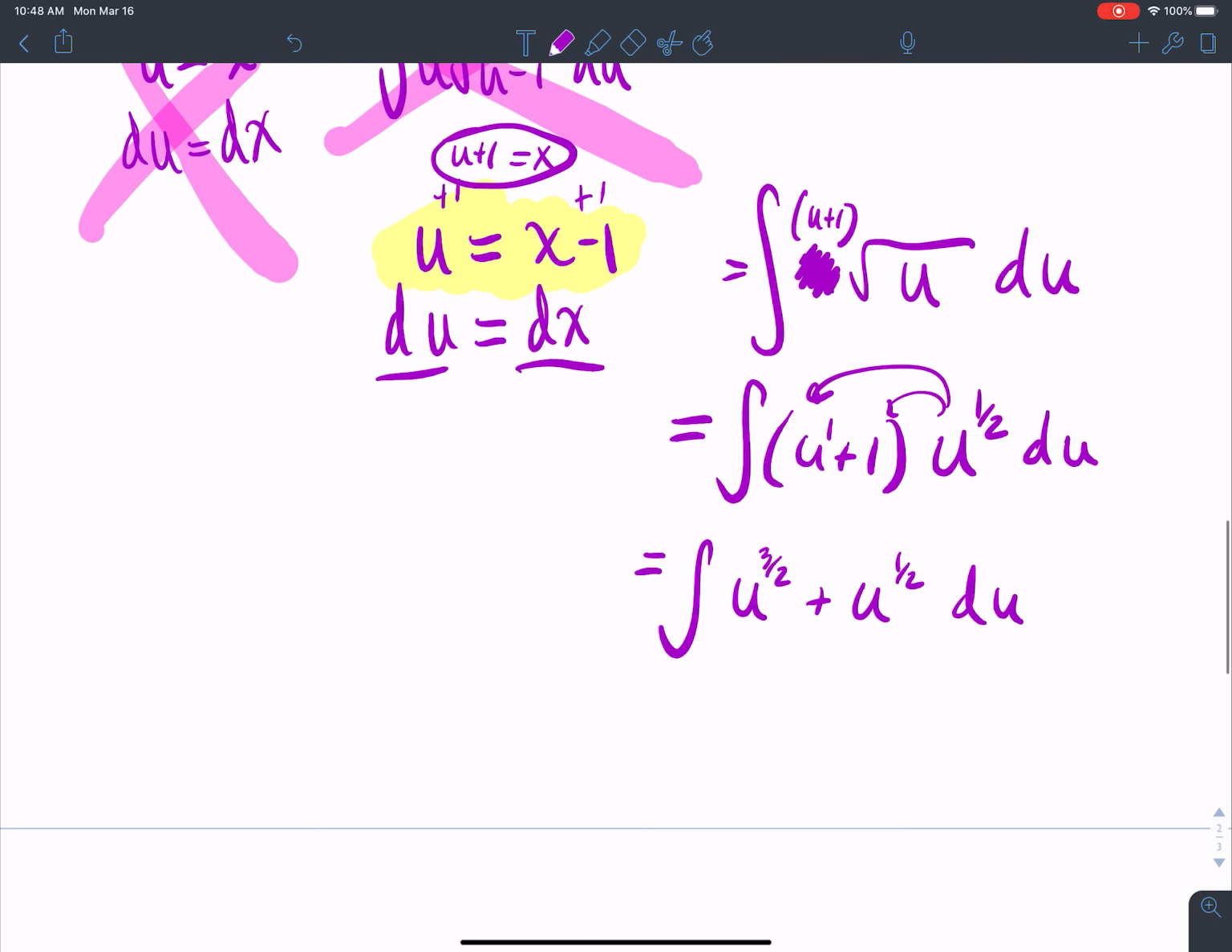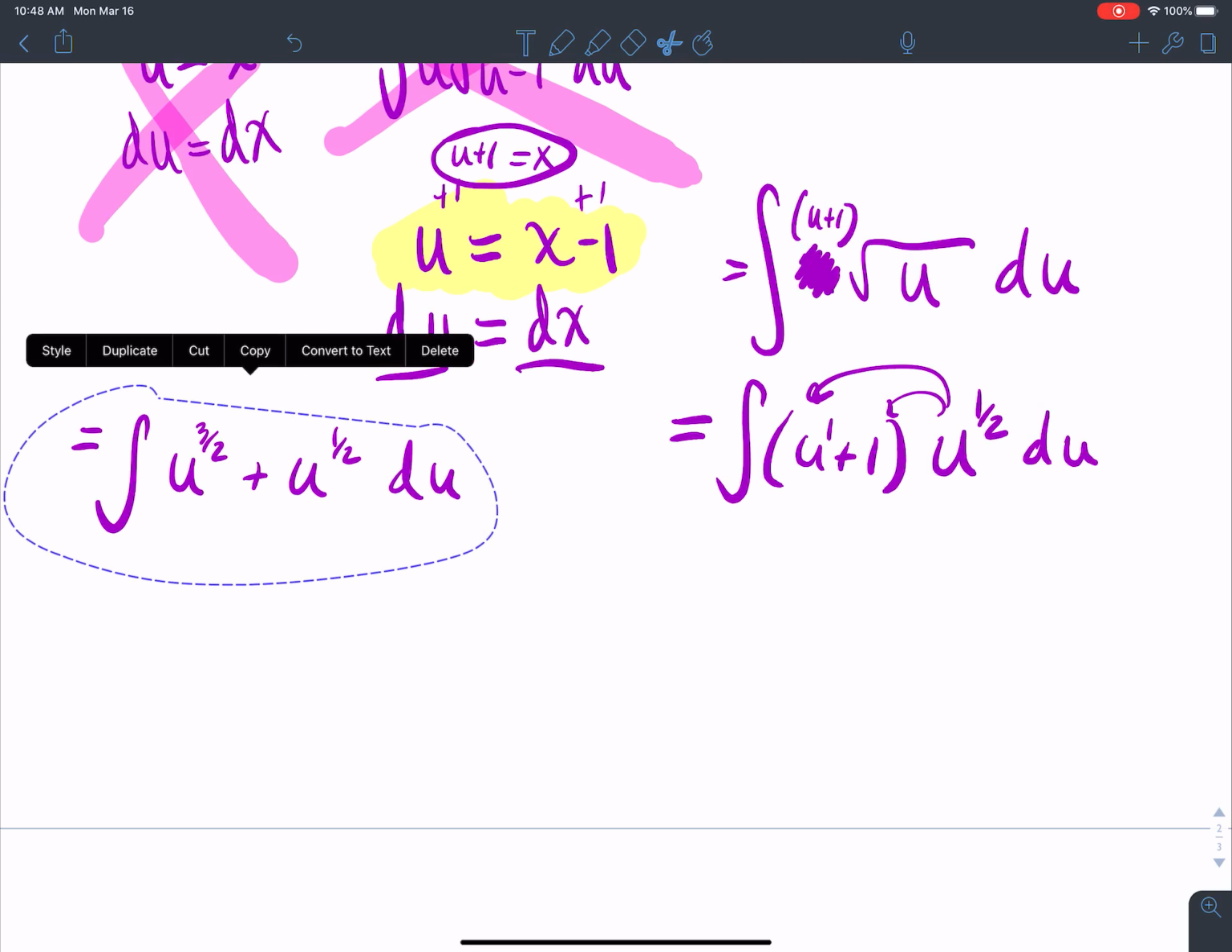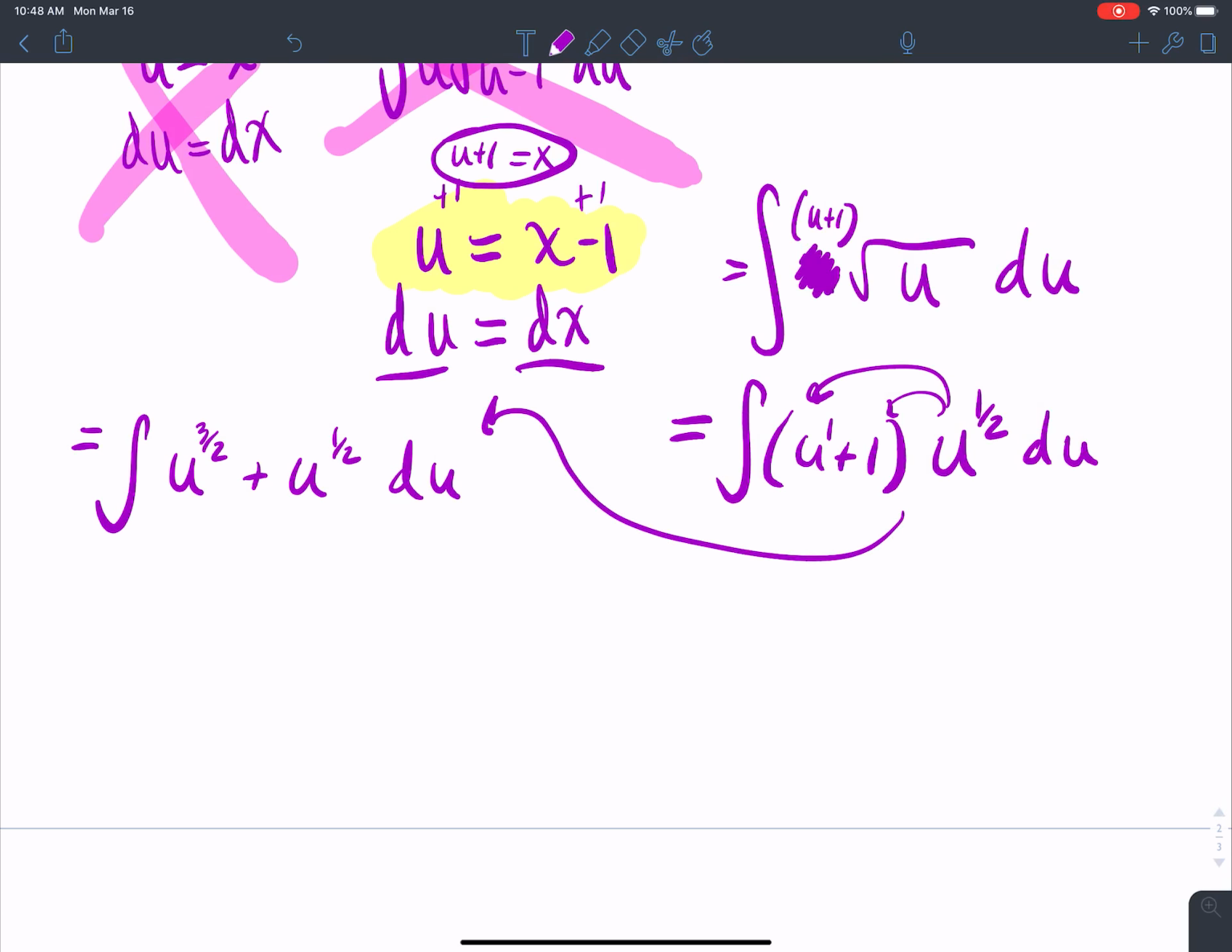And once I get to this scenario here, let me move this over here so I'll have some room. So right there, technology is so great, right guys? Okay, so now all we have to do is invoke the power rule. So add 1 to it, divide by what the number is.